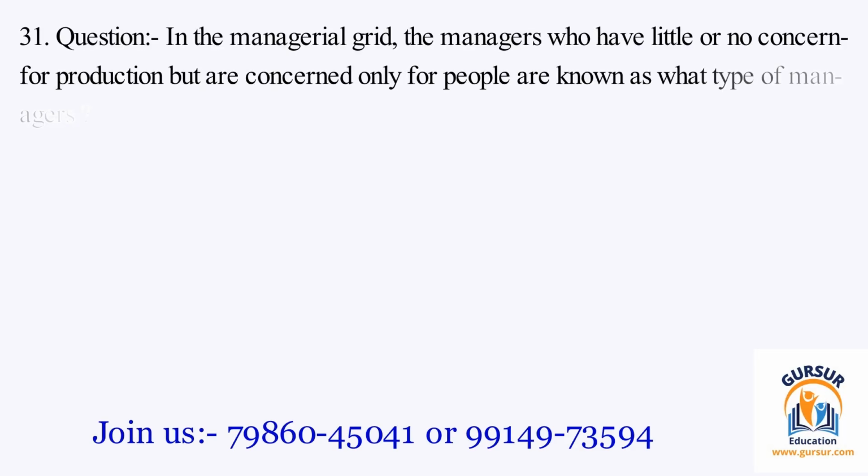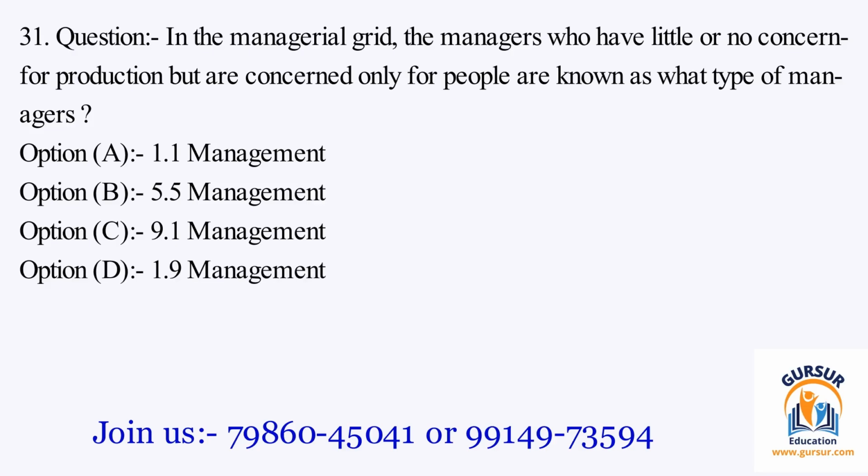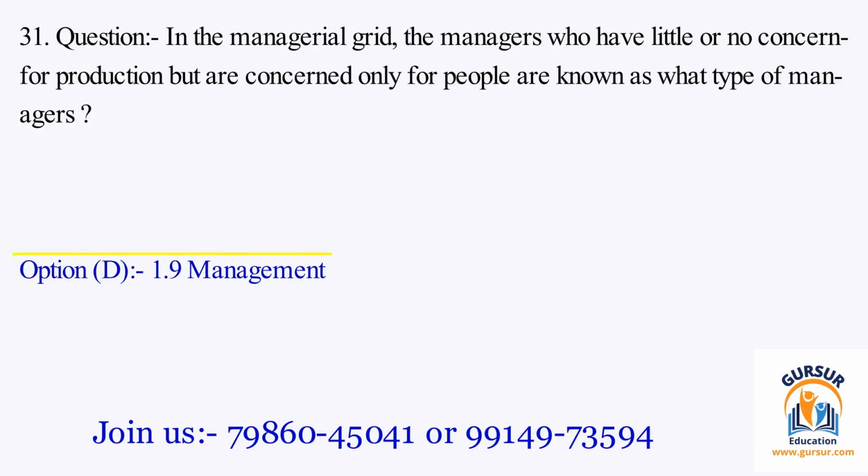Question number 31. In the managerial grid, the managers who have little or no concern for production but are concerned only for people are known as what type of managers? The option A is 1.1 management. The option B is 5.5 management. The option C is 9.1 management. The option D is 1.9 management. The right answer of the question is option D, and that is 1.9 management.